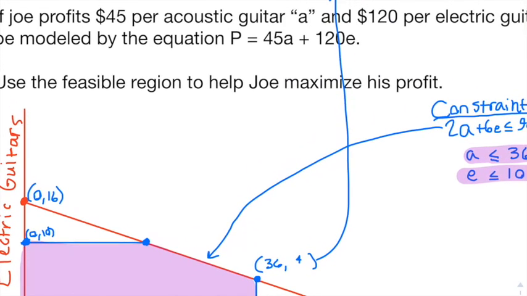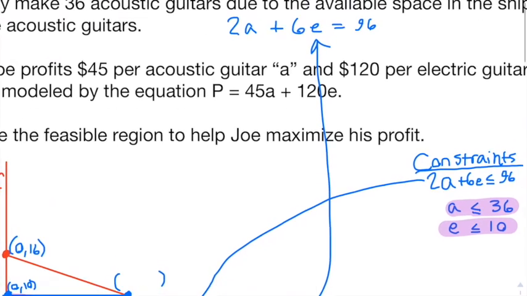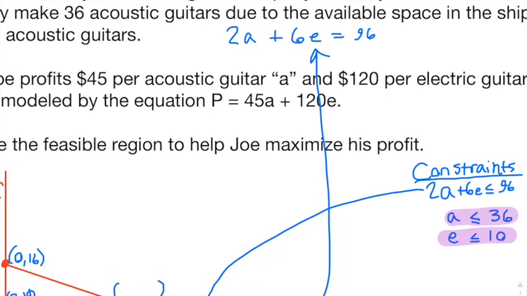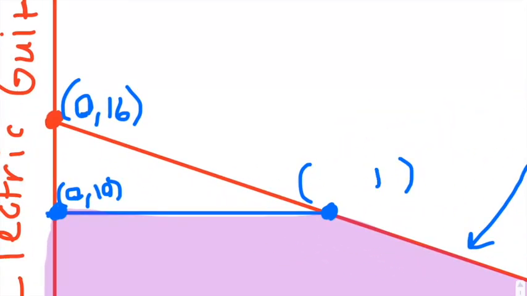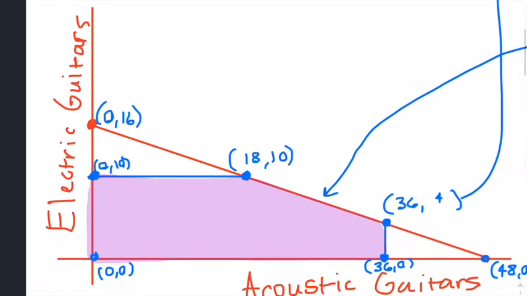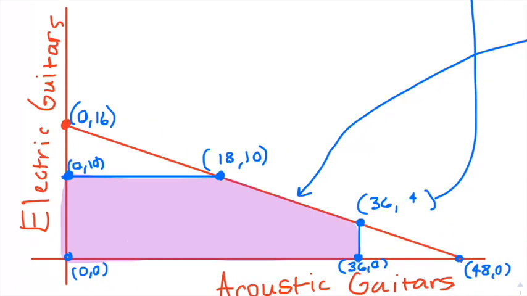Same idea for this other vertex. We know that the electric guitars has to be 10. That's the maximum we can go there. If you plug that back into the same equation, you're going to get 18. So you have these different combinations: 18 acoustic guitars and 10 electric guitars, or 36 acoustic guitars and 4 electric guitars.